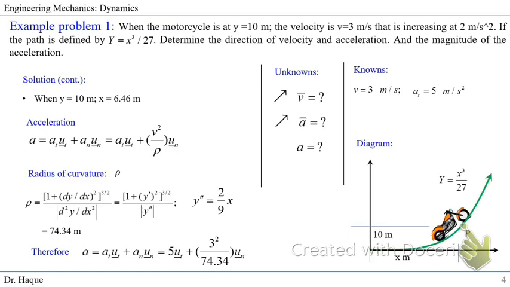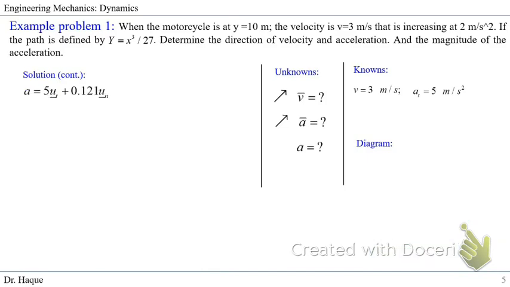If we plug in those values, a_t, which is given as 5 meters per second squared, and the normal component velocity, which is given as 3 meters per second, and the value of rho, 74.34, this is our acceleration. If we simplify, we find a equals 5 u_t in the tangential component and 0.121 u_n in the normal component.